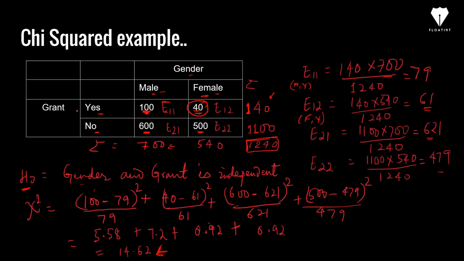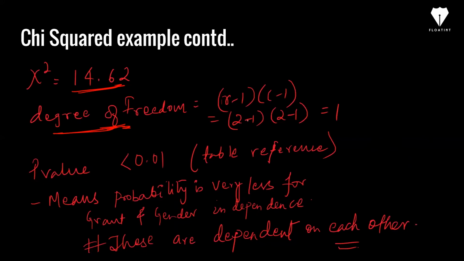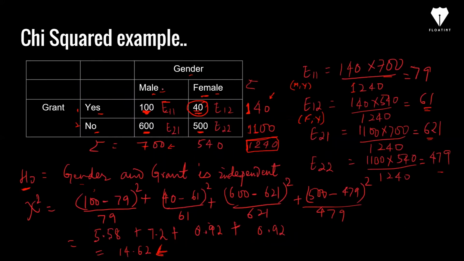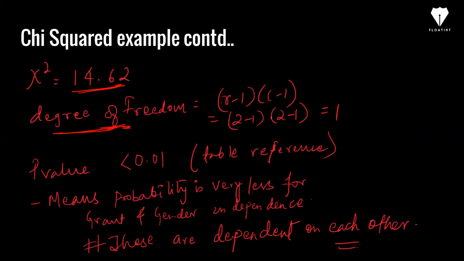So here I have two rows. This one, two rows. So I'm doing 2 minus 1. Then I have two columns here, 2 minus 1, and we multiply it out. After multiplying, it is 1 minus 1, so I'm getting 1. All right, so two things I have got: the chi-square value and degree of freedom.